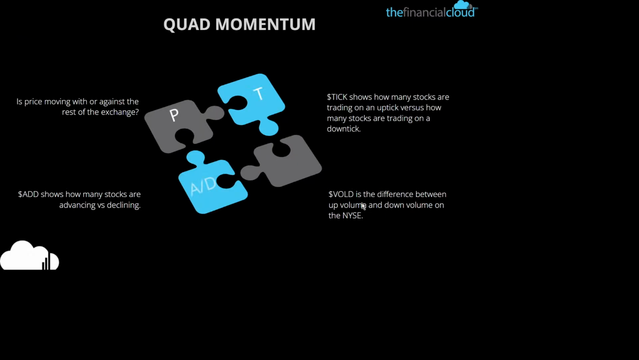Next up, we have our quad momentum system. So this is something I'm very excited about. You've heard Sig and I leak a little bit, but this is our all-in-one trend finding system. What are we looking at for quad momentum? Well, 4 main parts here. We have price, tick, advancers, decliners, and vold.